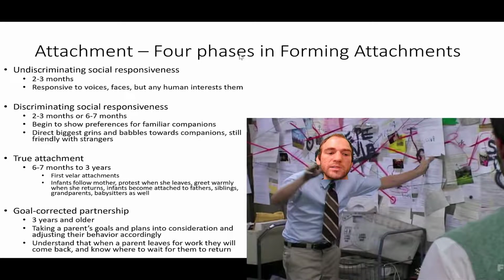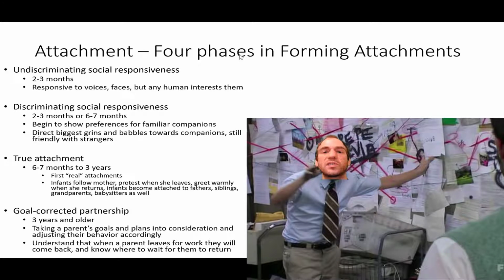True attachment, 6 to 7 months to 3 years. First real attachments. Infants follow mother, protest when she leaves, greet warmly when she returns. Infants become attached to fathers, siblings, grandparents, babysitters as well. Goal-directed partnership, 3 years and older, taking a parent's goals and plans into consideration and adjusting the behavior accordingly. Understanding that when a parent leaves for work, they will come back and knowing where to wait for them.